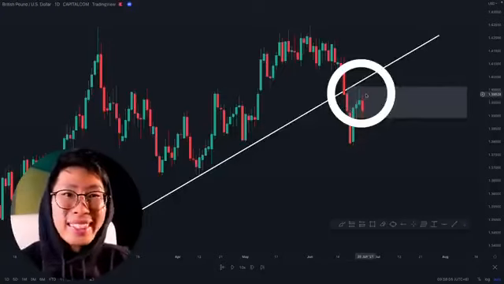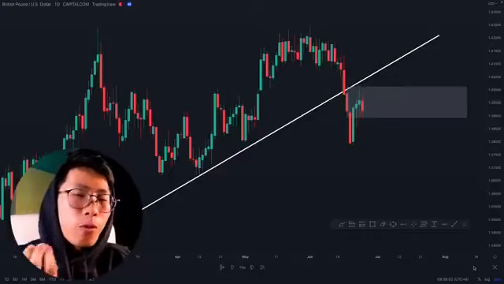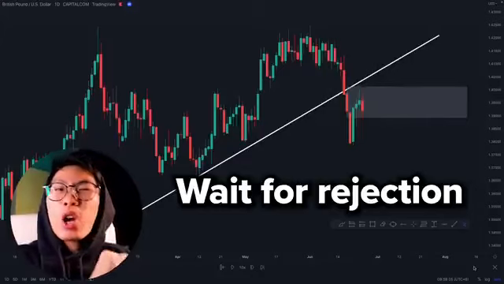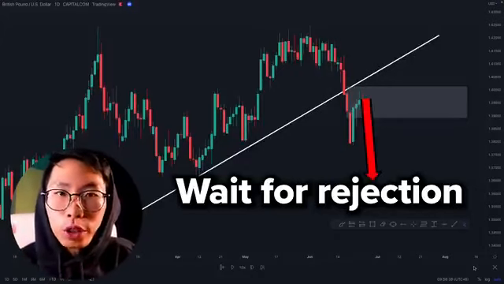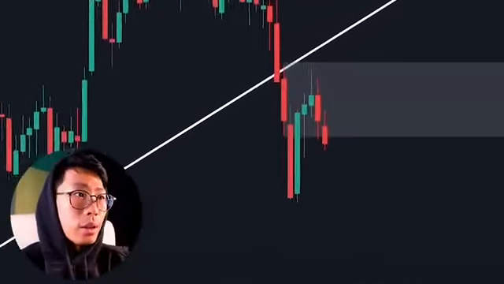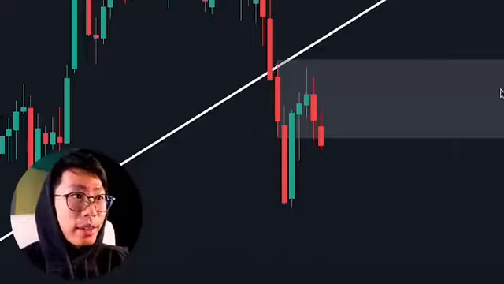You do not want to enter immediately when price come back to this area here. You want to look for some sort of confirmation that tell you that price is rejecting this rectangle area. Then that is when you enter for the trade. So let's look at the next candle. Next candle, you can see price is just rejecting this entire rectangular area.